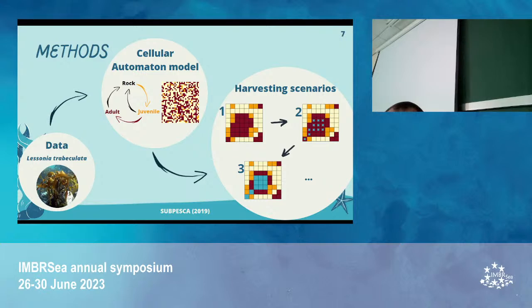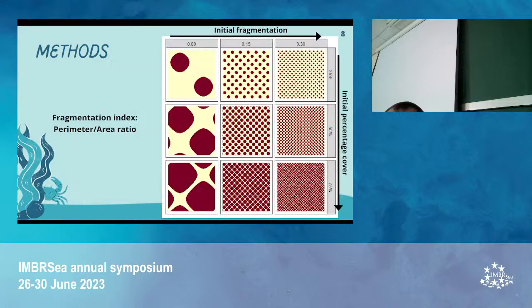And so we have the dynamics of the forest, we have harvesting scenarios, but we need to start somewhere. So we need to initialize the model with initial landscapes. So we define 3 levels of initial percentage cover, so 25% cover, 50%, and 75%. And we dissociated 3 initial fragmentation levels. So for example, all these 3 landscapes have the same percentage cover, but different fragmentation. So this is low fragmentation, and this is high fragmentation. Fragmentation in general, we measured with the perimeter over area ratio. So now we're ready to run the simulations.